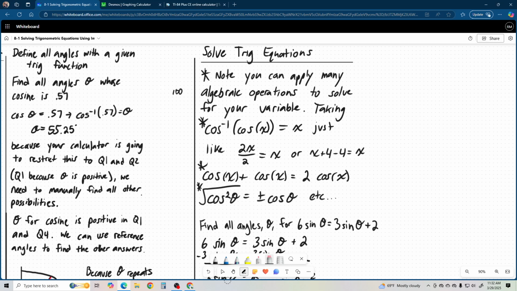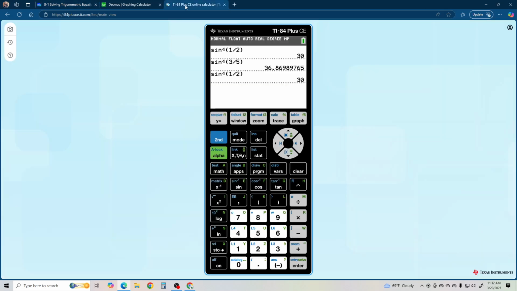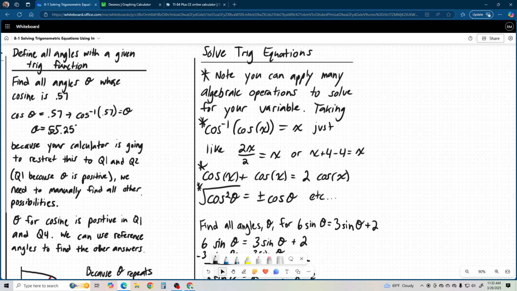So that's kind of what we did here. I accidentally erased that line, I didn't mean to. If we look at this function, cosine of theta equals 0.57, we take the inverse of both sides, and we get the inverse cosine of 0.57 equals theta. So let's go and do that. Inverse cosine of 0.57 gives us 55.24, which is what we got here, 55.25 rounded.